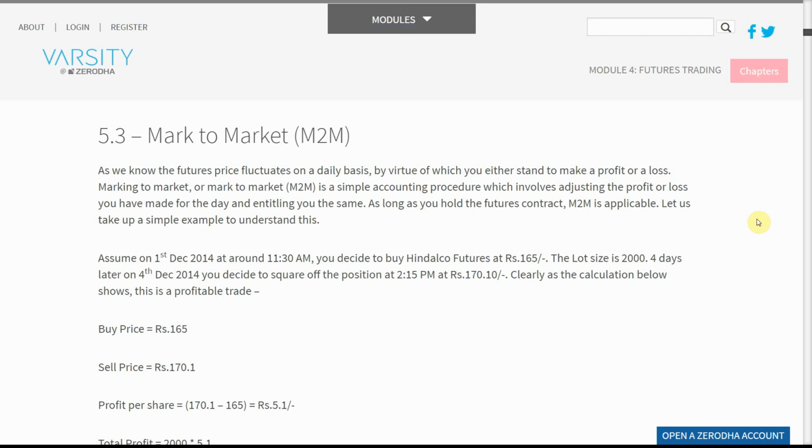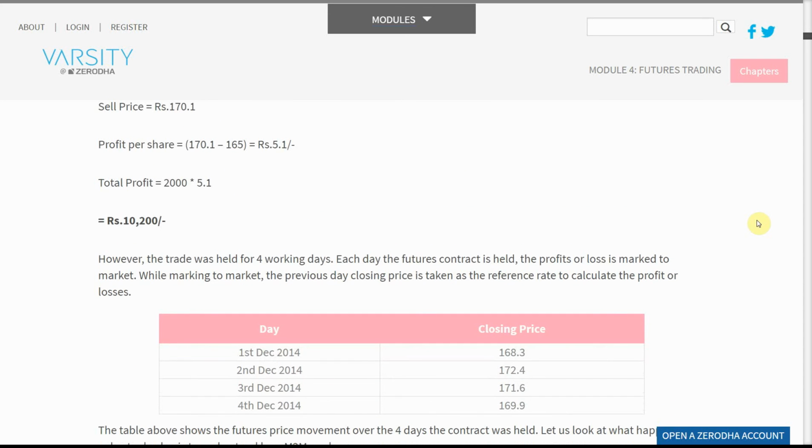Assume on the 1st of December 2014 at around 11:30 a.m. you decide to buy Hindalco futures at 165 rupees per share. The lot size is 2,000. 4 days later, on the 4th of December 2014, you decide to square off the position at 2:15 p.m. at 170 rupees and 10 paise per share. Clearly, as the calculation below shows, this is a profitable trade. Buy price equals 165 rupees. Sell price equals 170 rupees and 10 paise. Profit per share equals 170.1 minus 165 equals 5 rupees and 10 paise per share. Total profit equals 2,000 times 5.1 equals 10,200 rupees.